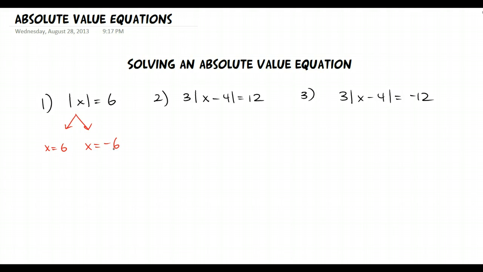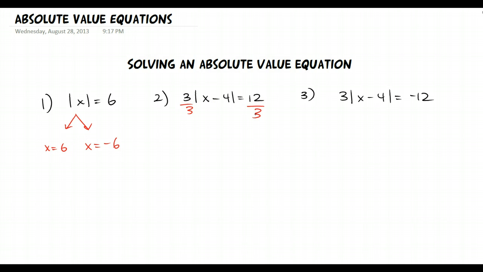I can either plug in 6 into this absolute value and still get the absolute value of 6 equaling 6, or I can plug in the absolute value of -6 and get 6 as well. So we're going to apply that idea here when we solve a little bit more complex equation, like in number 2. Before we can set up our two equations though, and this is the part where some students make a mistake, you always have to isolate the bars first.